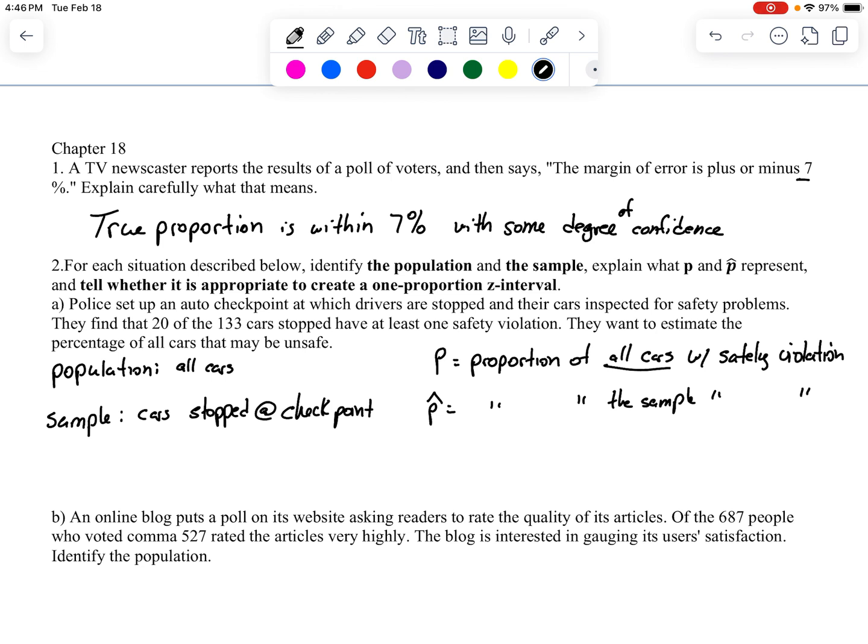And then, is this appropriate or not? Again, it goes back to whether the sample is representative. If it is, then it is appropriate.